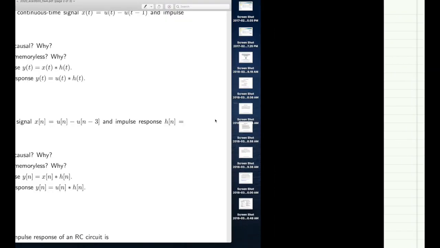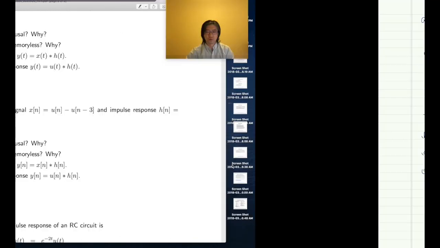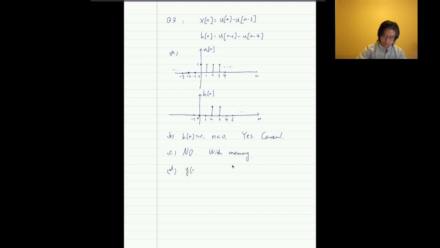Okay. So for D, it is asking you to compute the convolution between x[n] and h[n]. So remember this equals to what? Right, so we need to compute this summation, right? The procedure is identical to what we did for the continuous time signal system, right? So we need to draw both x[n] and h[n] and see what we can do there. So let's try to do that.